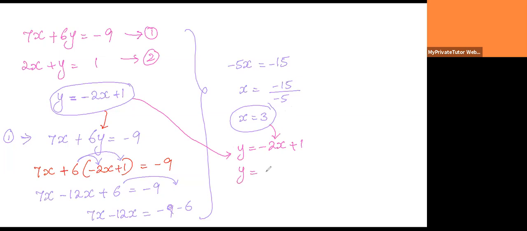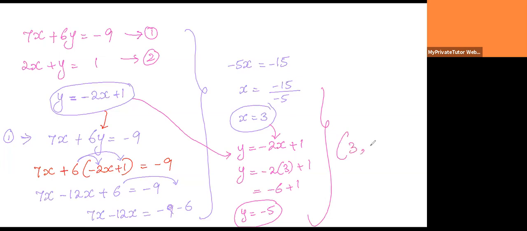So y equals minus 2 times 3. What is minus 2 times 3 plus 1? Which is minus 6 plus 1. So the y value would be minus 5. That's it. Now we got the answer for x as well as y. So that is the final answer. So the solution is x comma y, 3 comma minus 5.